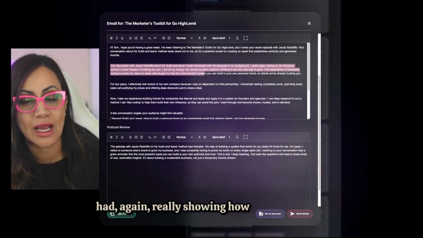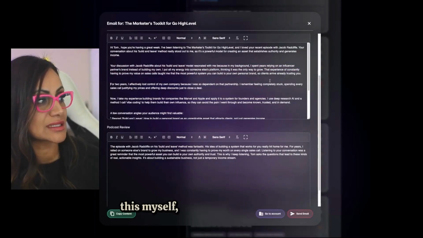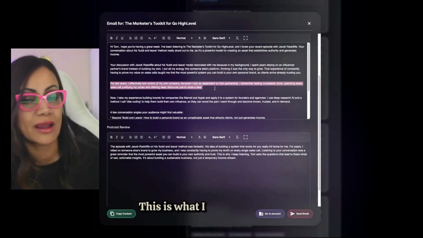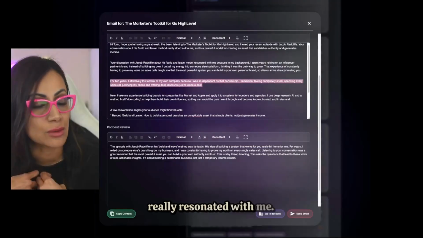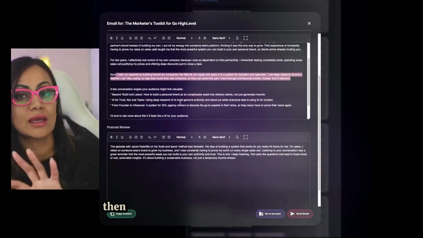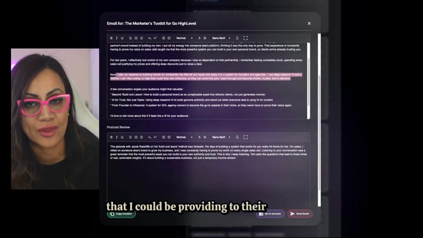Again, really showing how I have done my homework and how I've spent years on doing this myself, what I went through, my experiences, my story. This is what I struggled with. This is why the story of yours, your episode really resonated with me. And now what I do with this experience. And then slowly moving this to the kind of value that I could be providing to their audience.